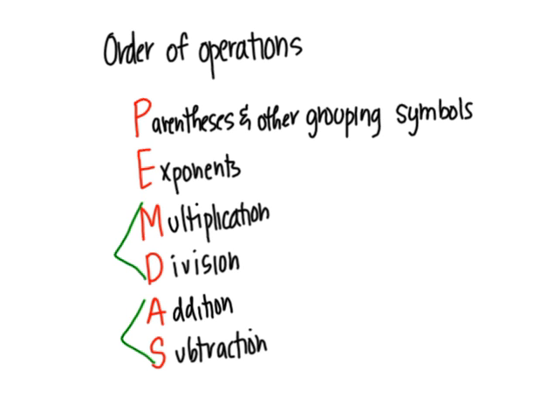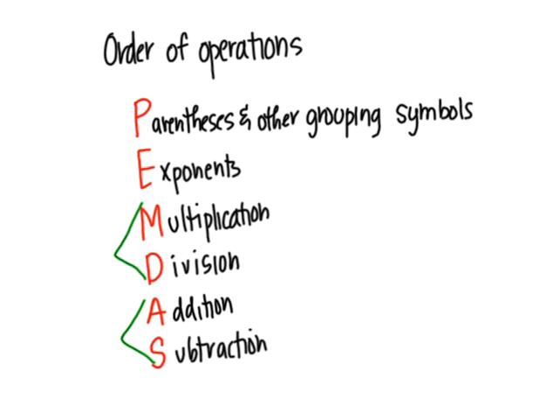In the second part of section 1.8, we're dealing with the order of operations. The order of operations usually works by a saying: Please Excuse My Dear Aunt Sally. The P stands for parentheses and all other grouping symbols, parentheses, brackets, that type of thing. E stands for exponents. M, multiplication. D, division. A, addition, and S, subtraction.